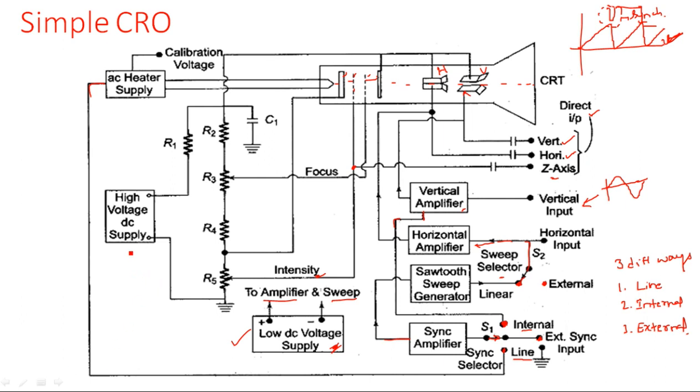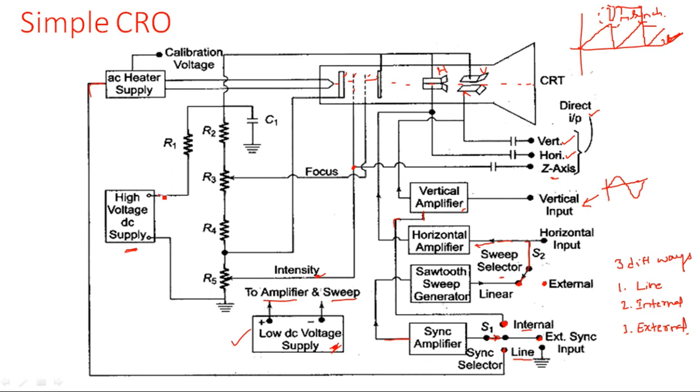Another one is the high voltage DC supply. Already in the CRT features, I have explained the operating voltages. Operating voltages are one of the features of CRT. There I explained the different voltages like negative grid, focusing anode, positive anode number 1, positive anode number 2, and focusing electrodes. So the different anodes and intensity controllers are there. For them, we need to give some high negative voltage from the high voltage DC supply.